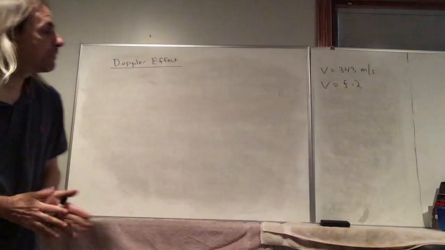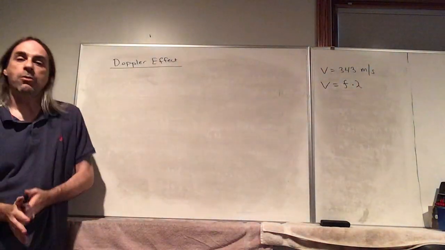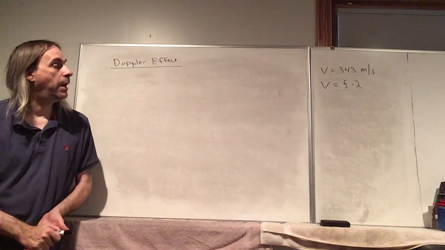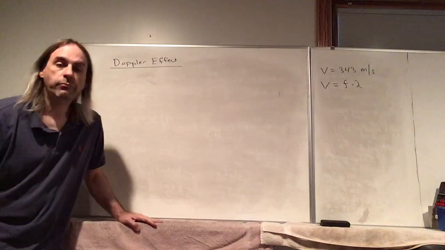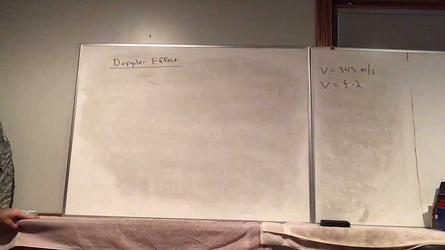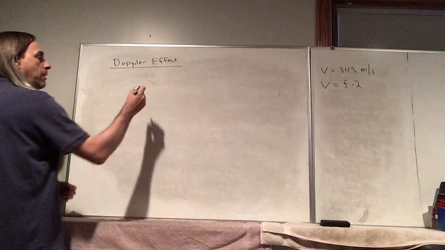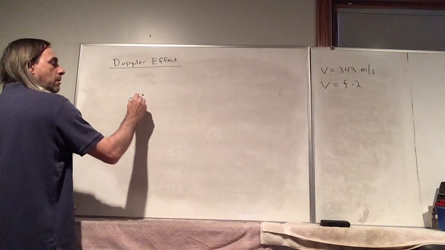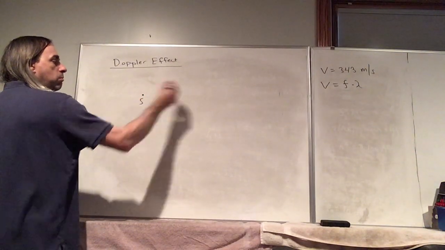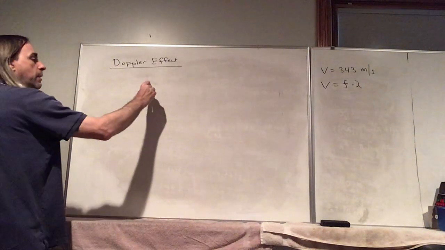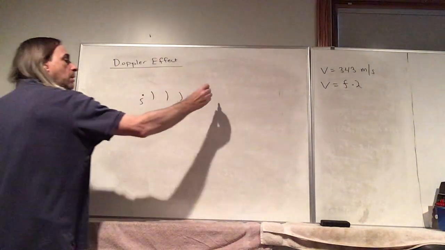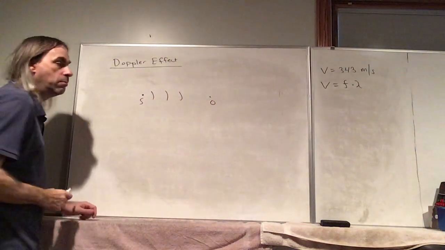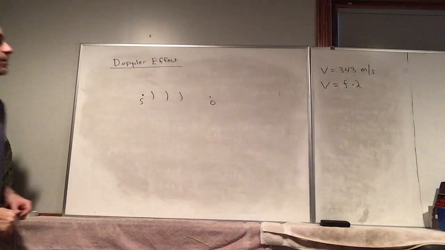Hello, class. Okay, we're going to talk about something called the Doppler effect today. Before we talk about what that actually is, let's say we have a source of sound that's producing sound waves that travel, and then over here we have an observer that's going to detect these waves.